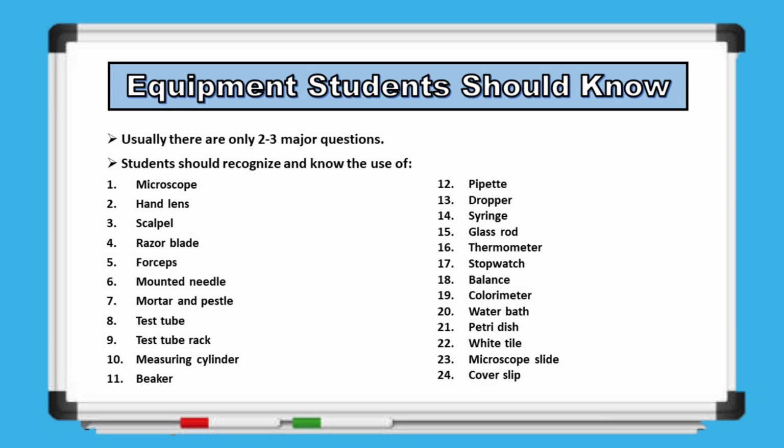Questions that simply ask you to identify laboratory equipment are quite rare. However, if the examiner gives you an experiment or practical investigation, you should immediately be able to recognize which of these instruments are required and why they are used. Knowing the purpose of each piece of equipment will make practical questions much easier to answer.